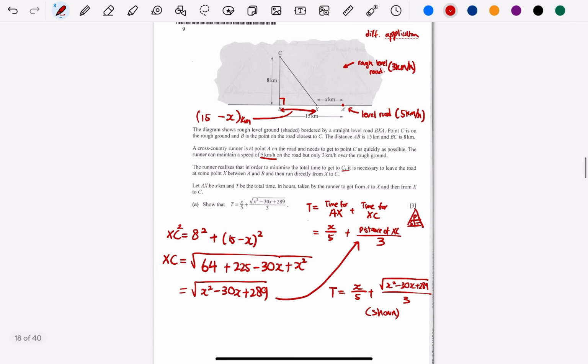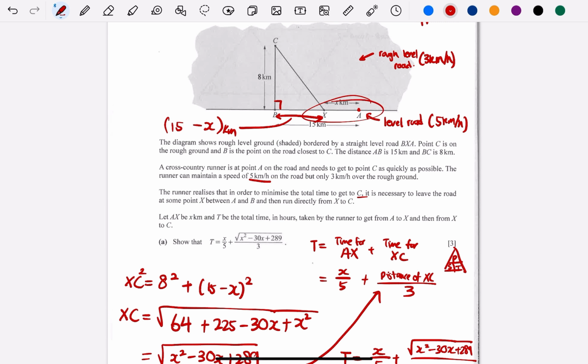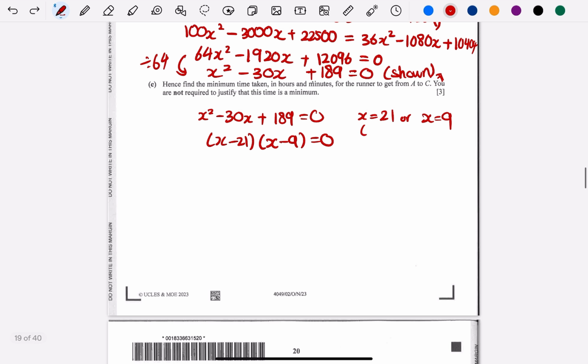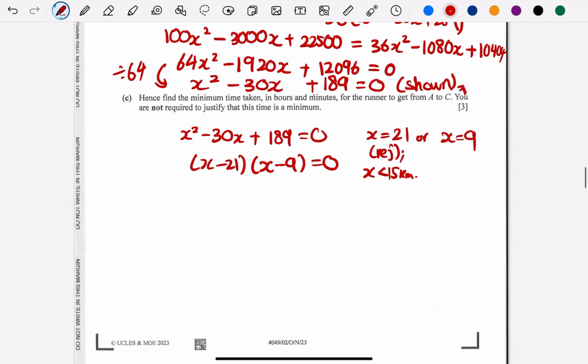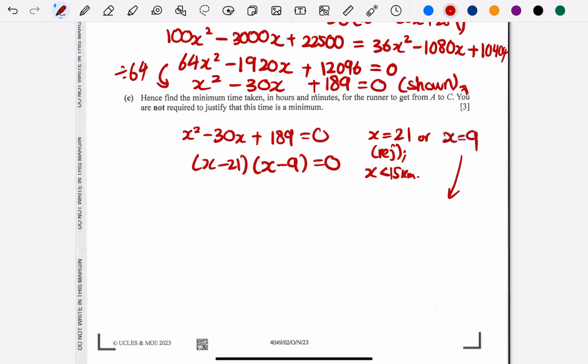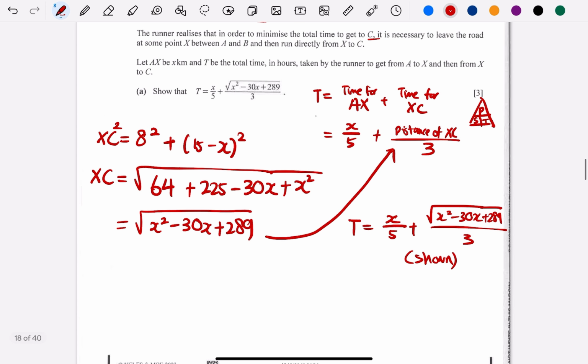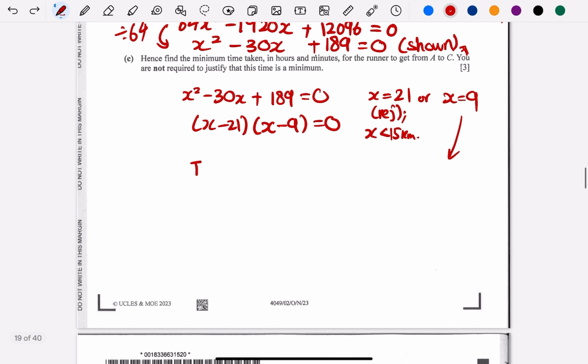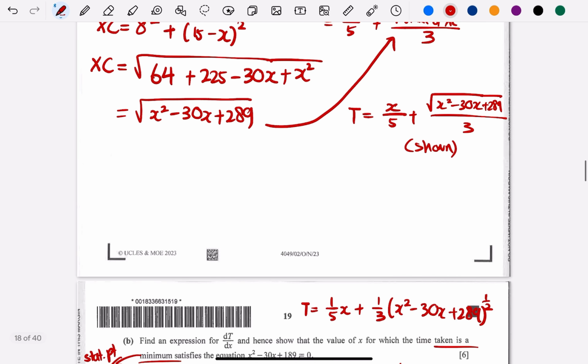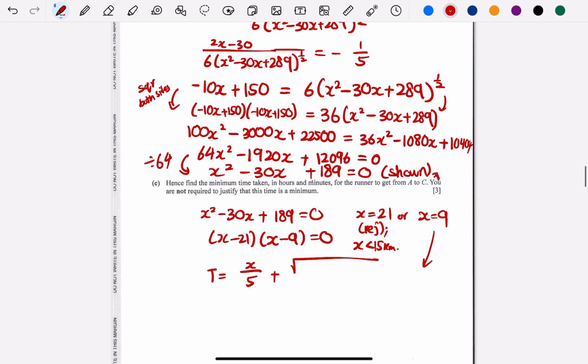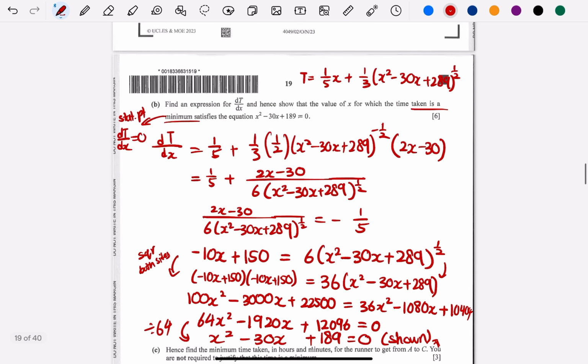In this case, we will need to reject x equals 21 because x is less than 15. So this is rejected, reason: x is less than 15. Okay, once we have x, all we need to do is to sub this into our time equation from part 1, because we already found it in terms of time. Our time equation is just x over 5 plus the square root of x squared minus 30x plus 289, over 3.